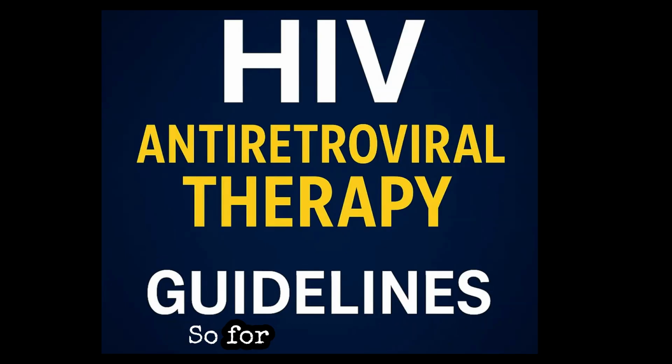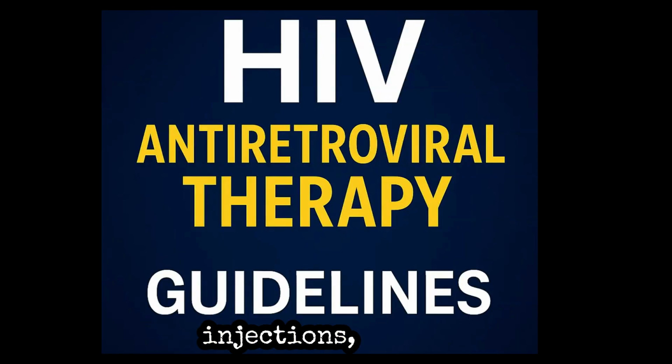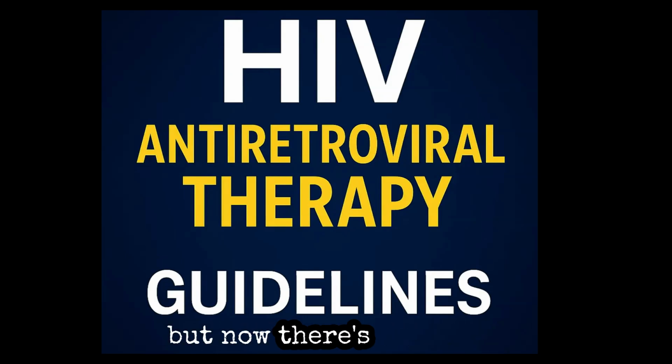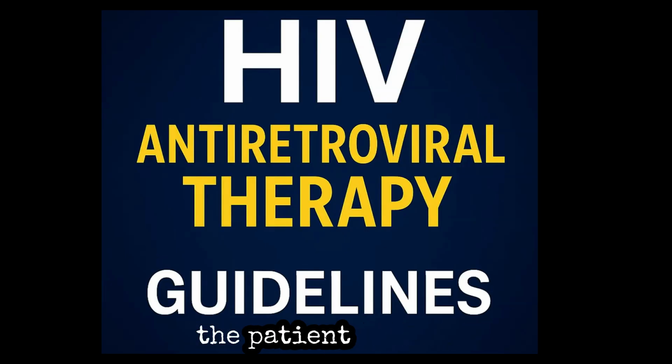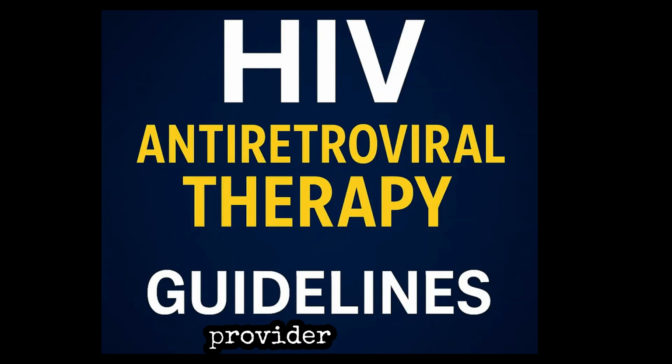Makes sense. So for eligible patients, what are the practical things a clinic needs to consider? Well, the biggest is the injection schedule. It's given as 2 intramuscular injections, 1 of each drug, usually in the glutes. Initially, it was monthly, but now there's an every 2-month dosing option available after the first few doses. Regular clinic visits for these shots are obviously essential. You can't miss them. There's an optional oral lead-in period where the patient takes cabotegravir and rilpivirine pills for about a month first. This is mainly to check tolerability before committing to the long-acting shots. But it's not strictly required anymore. It's a discussion between provider and patient.